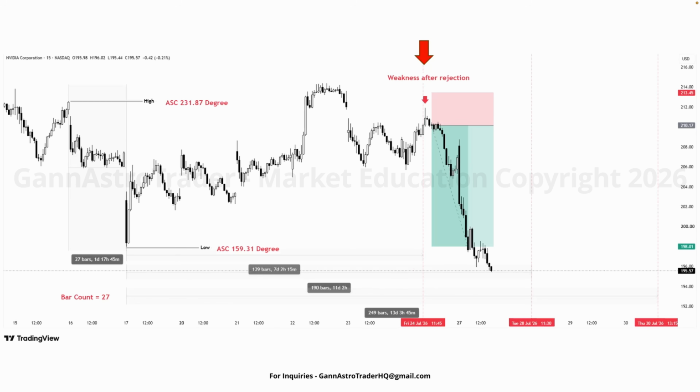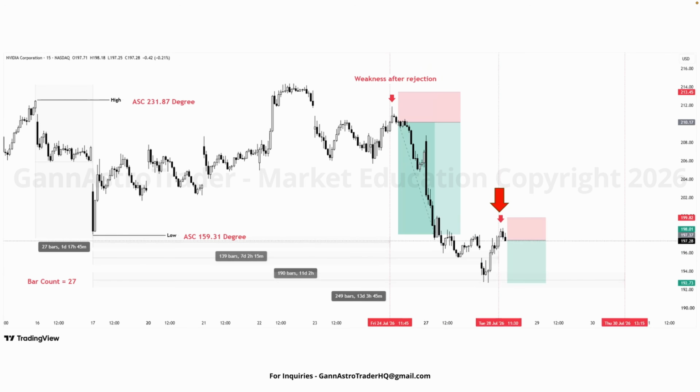Now we move to the second projection. The Gann Square of 9 gives us approximately 190 bars, corresponding to Tuesday, July 28th, at approximately 11:30 a.m. Again, we are not predicting a specific price target here.